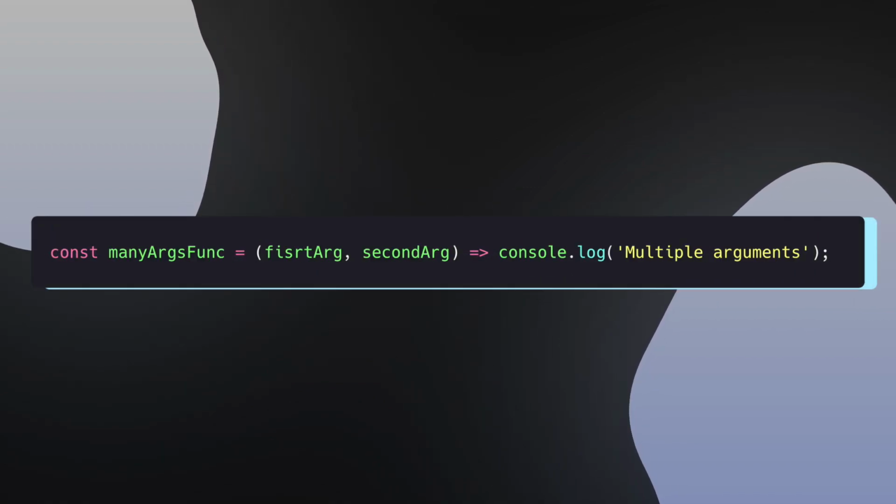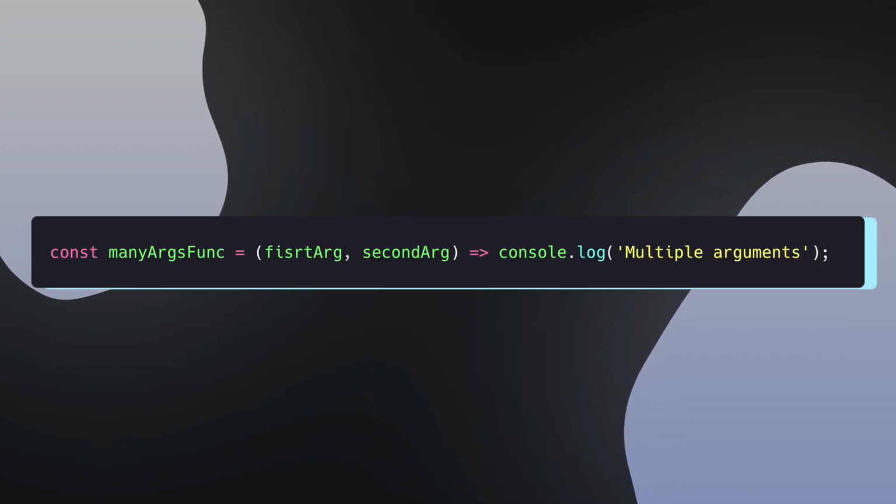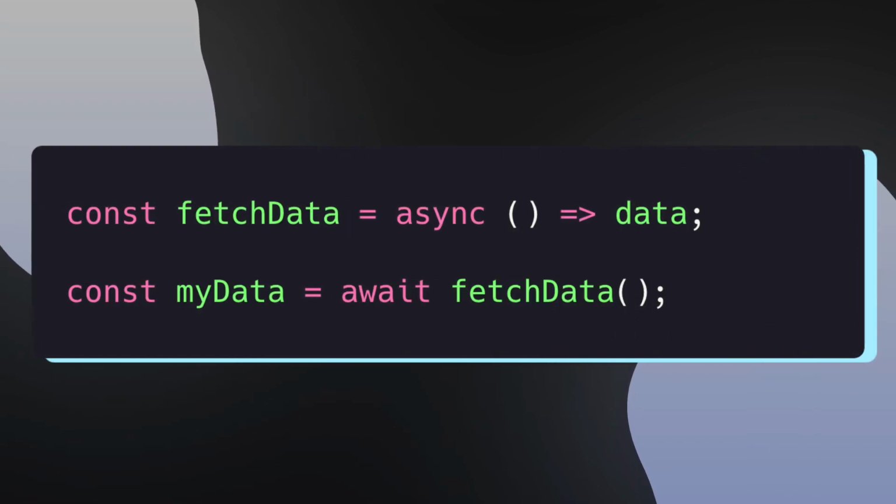Or in this case, where I have two arguments, first arg and second arg, I have to use parentheses so JavaScript can tell that I'm passing arguments into my arrow function. And just like regular function expressions, you can make asynchronous functions by using the async keyword. So with this example, I'm using the async keyword right before my parentheses to make it async.